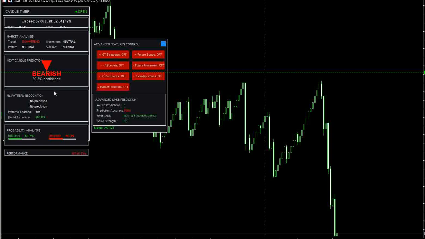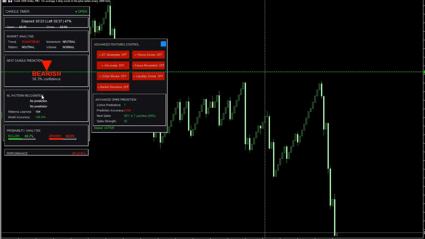So this is showing us that possibly the next candle that is going to form is still going to be a bearish candle. And for me, I love trading a spike. I don't trade against the spike, so I'm only targeting the spike.